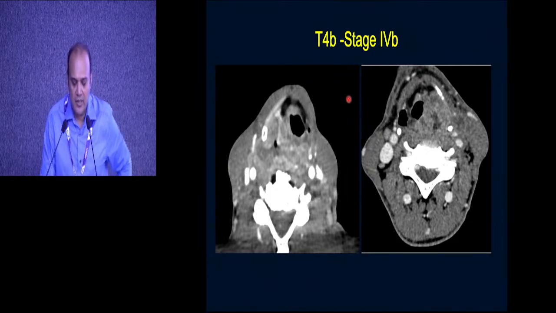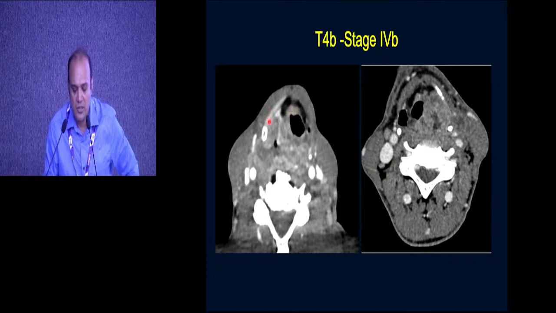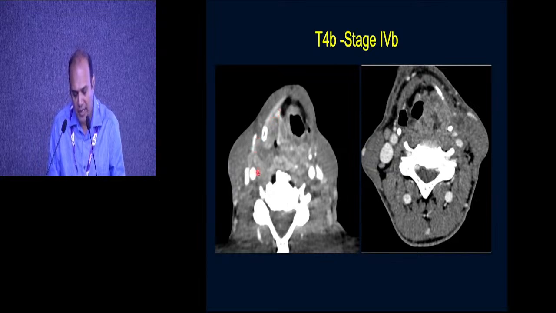This is my last few slides. That is T4B disease, a very advanced disease. You cannot make out whether the lesion is from the supraglottis or pyriform fossa because it is very advanced. In this group of patients, you can see a lesion with extralaryngeal spread, the prevertebral muscle is involved, the prevertebral fascia is involved, and you have very close intimacy with the carotid vessels. So this is a T4B disease.